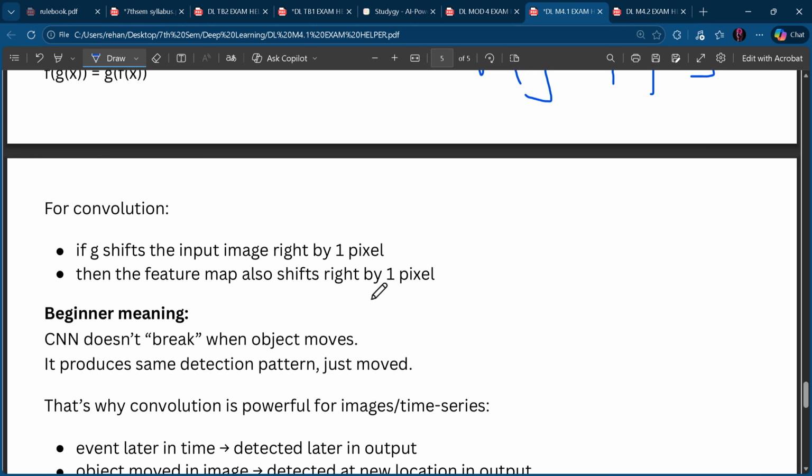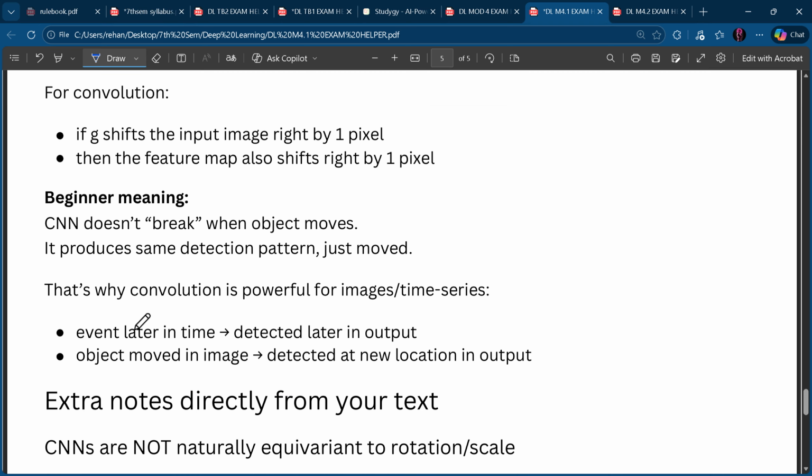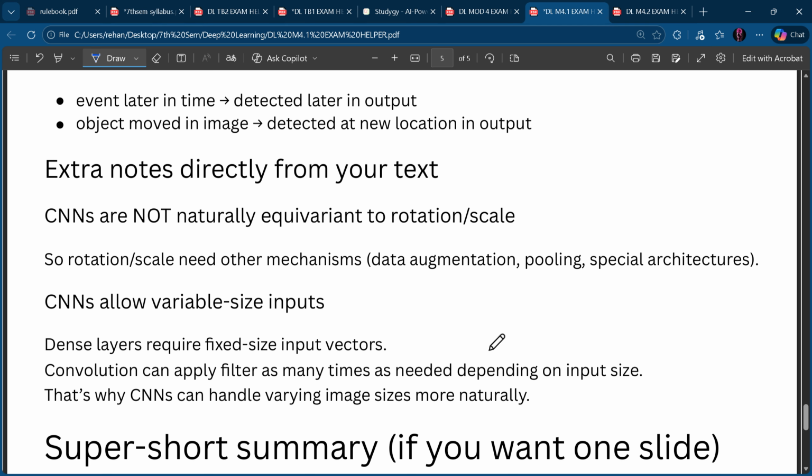For example, if something changes at the present time, that will be reflected in the output. If something changes in the input later, that will be reflected in the output later. So CNN doesn't break when an object moves. It produces the same detection patterns, just moved. That's how convolution is powerful for images and time series. An event later in time is detected later in the output. So an object that moved in the image is detected at a new location in the output.